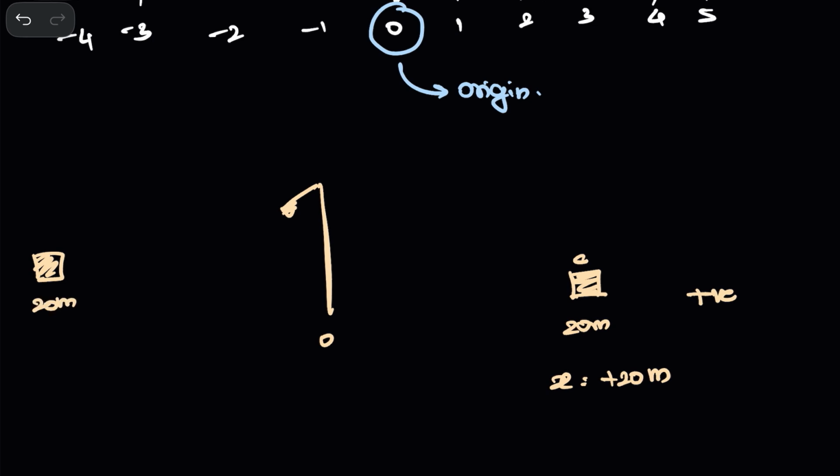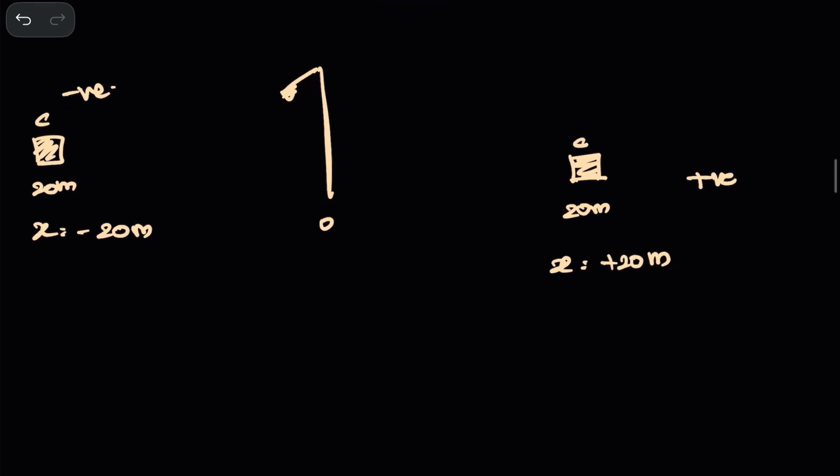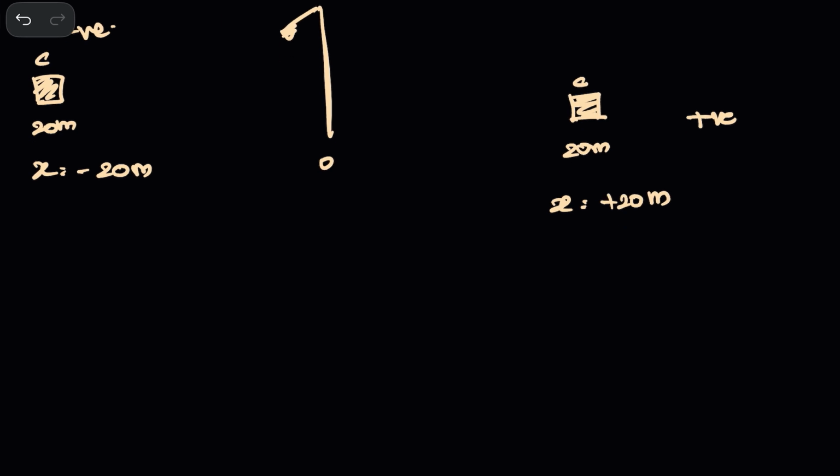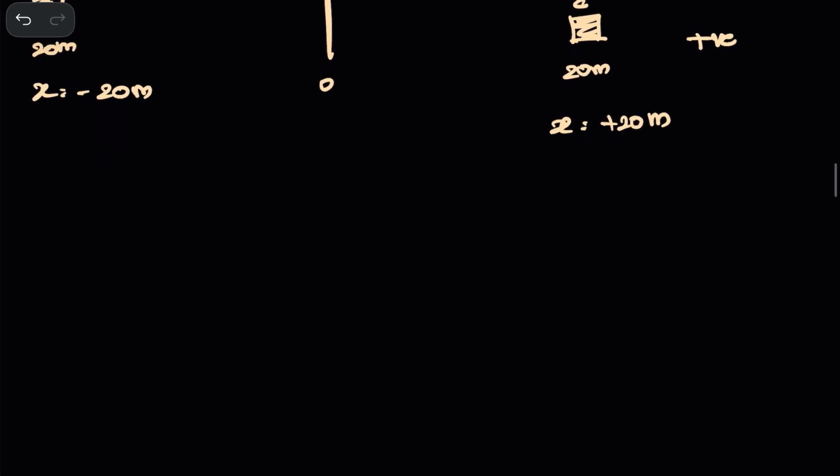I put my car to the west, let's say, at 20 meters. So I'm going to choose this as negative. Then the position of my car is negative 20 meters. So the signs here represent the coordinate system. Whatever thing you choose becomes the origin, and wherever the position is with respect to that origin becomes the coordinate system, the position. So the signs come from the coordinate system.